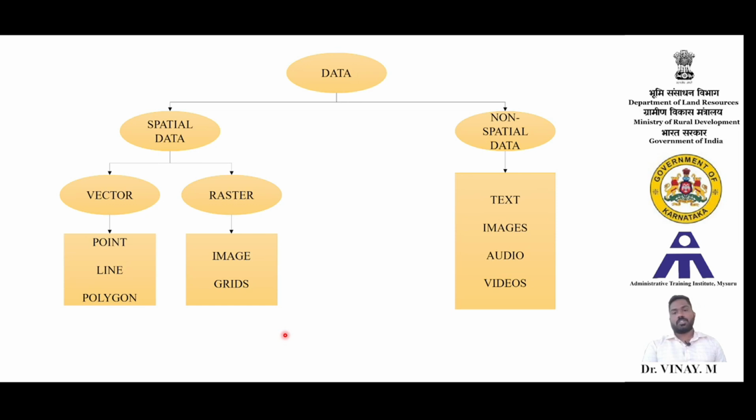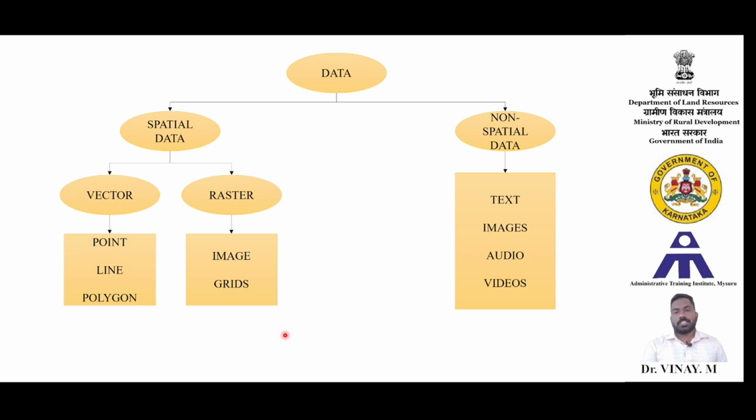So this is the flow chart of the data, how it is broadly categorized. The spatial data and non-spatial data. The spatial data relating to the space. So especially in GIS we have two types of data. One is vector data and another one is raster data. We will discuss what is vector data, what is raster data in detail in the upcoming lectures. In the vector data we use point, line and polygon to represent any geographical feature on the earth, if it is discrete in nature.